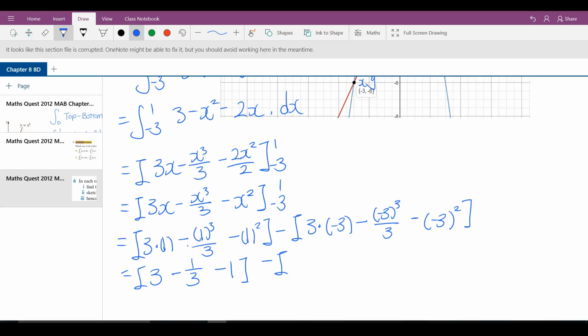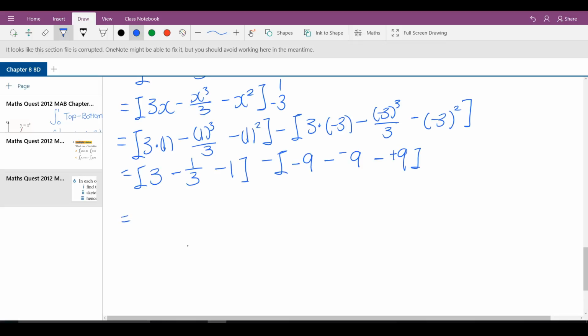to minus, and then the next bit, so 3 times -3 is -9 minus, okay, so -3 cubed is still negative. Alright, so there will be -27 over 3. Now -27 over 3 is just -9. Alright, and here the negative, when you square it, is gone, so it becomes 9. So this is minus 9.